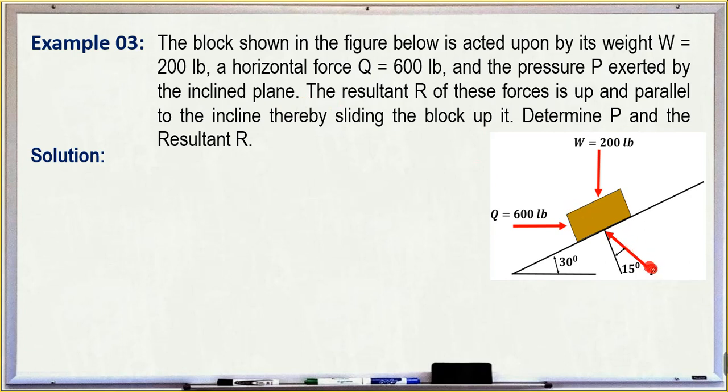So P kanang ubos. So the resultant R of these forces is up and parallel to the incline. So atong lantawon nga ang iyang resultant padong babaw. Parallel siya sa inclined plane. So thereby sliding the block up the incline. Therefore, pasabot ani naay movement nga nahitabo because dili balance ang tanan. So mao na siya, resultant padong babaw. So mo-slide siya pababaw. So determine P and the resultant R.